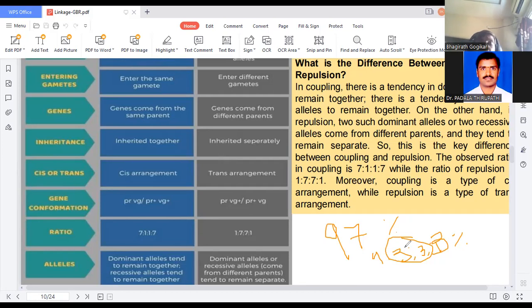The non-parental characters ratio is more in Mendel, but linkage phenomena says it is wrong. If linkage is present between many genes on the same chromosome, most of the characters are parental characters. If any chance is there in crossing over, definitely it leads to 3% or 4% of non-parental characters obtained in the progeny. Are you followed? Is it clear?